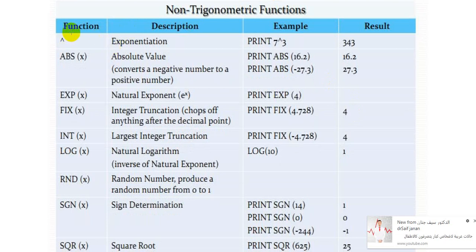Trigonometric functions, example part here. The function, description and the example results. Exponentiation, absolute value exponentiation, illustrated by print 7 to the power of 3, 7 cubed, 343.